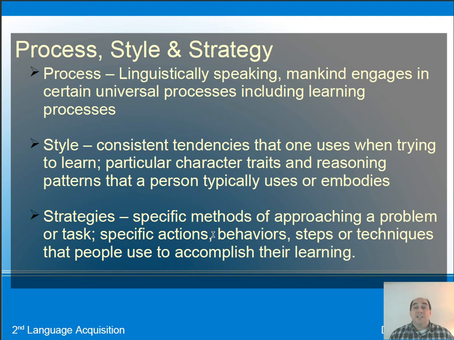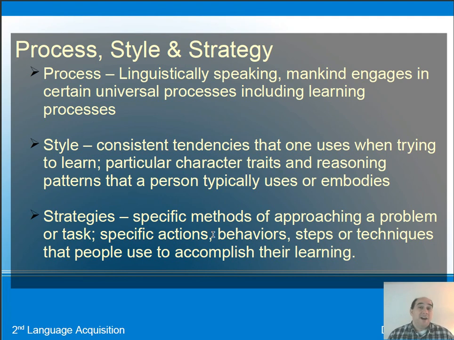Okay, process, linguistically speaking, people have this ability to process information, to take this information and use it in such a way that we can learn from it. Okay, and that's the process that we're referring to. It's a universal capability that we all have, and we all have this ability linguistically as well. We can process the icons that we look at or the sounds that we hear in order to learn linguistically. Not only do we have this ability to process, but we have a certain style in which we do process information.